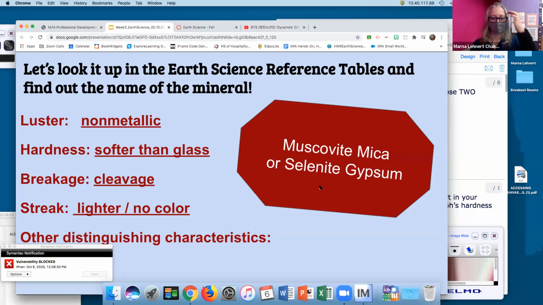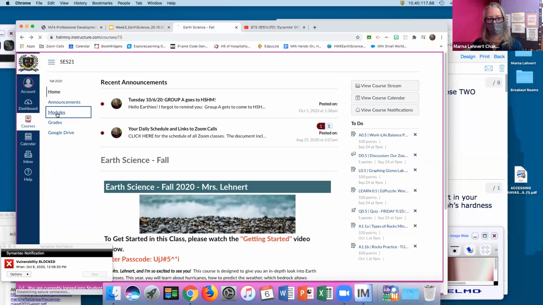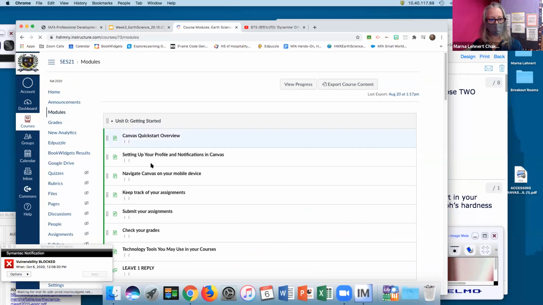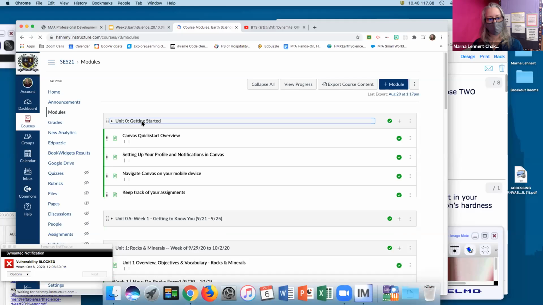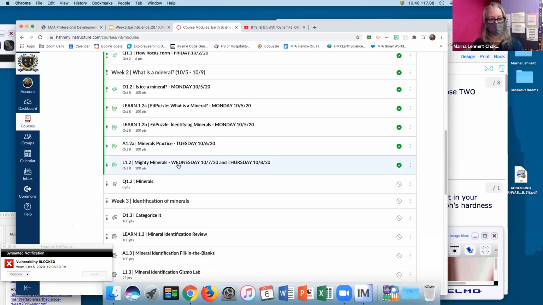Okay, let's take a look at where your assignment is in Canvas. And let's start that together so that way you feel a little bit more confident about this. So if you go to Canvas in modules here, and we are in week 2. Today is Tuesday. So here it is, our minerals practice A, assignment 1.2A.